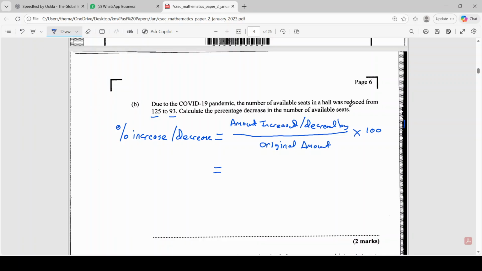Right, so in this question, it said reduced. So if it reduced, that means it decreased. So then that will be 125 take away 93 to see how much it decreased by, over the original. The original is how much I had in the beginning, which is 125. And then multiply that by 100, and that will give us 25.6%.